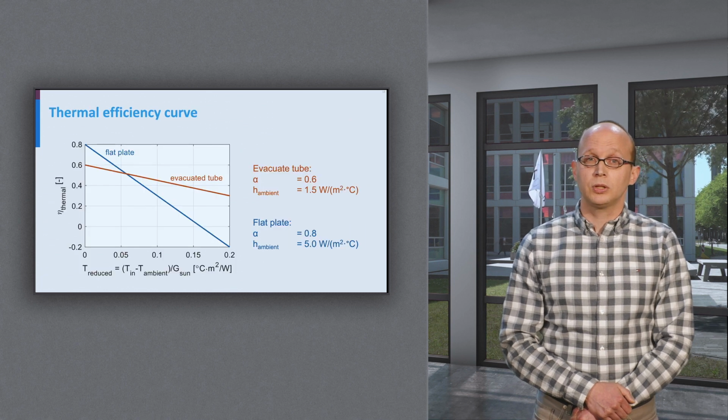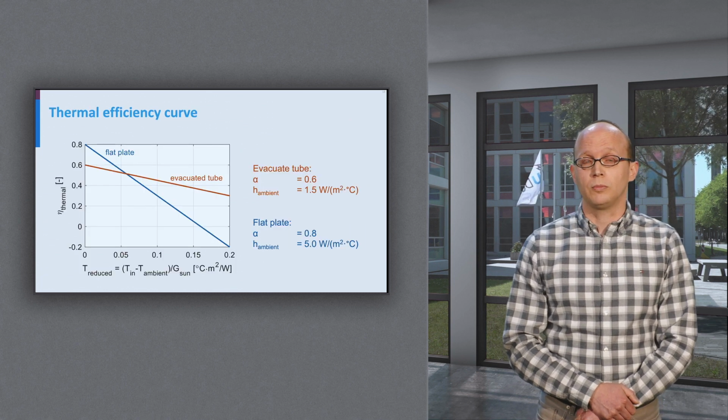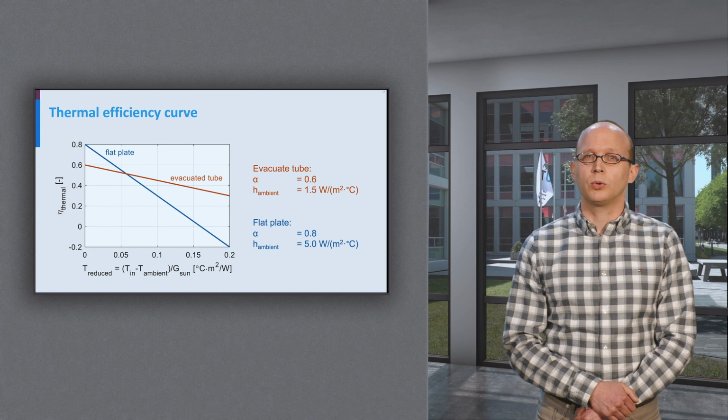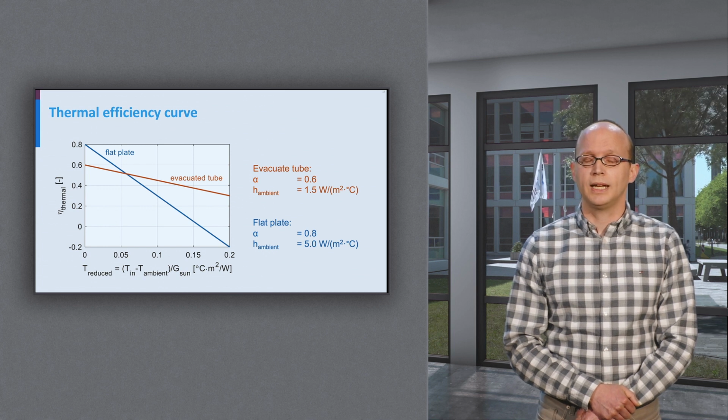This explains the difference between the efficiency curves we saw before. The evacuated tube collector absorbs less of the incoming light. It has a lower alpha, but it has a lower heat loss to the ambient and therefore a less negative slope.